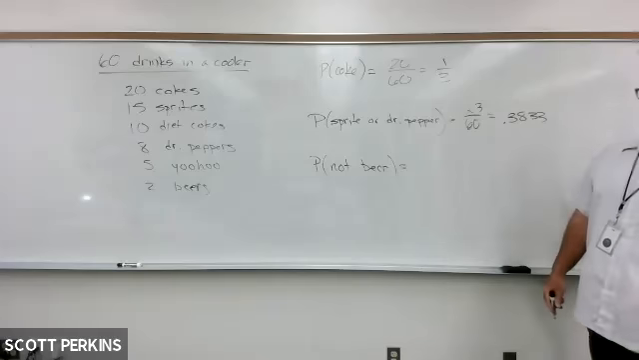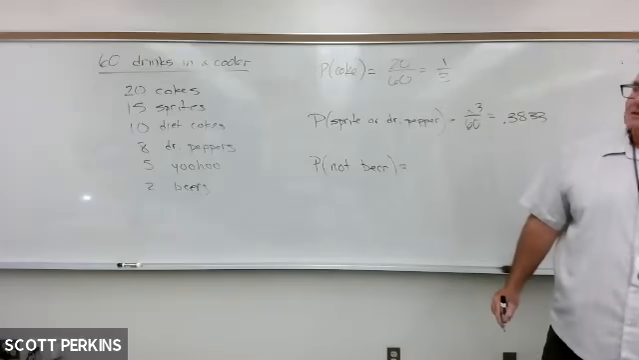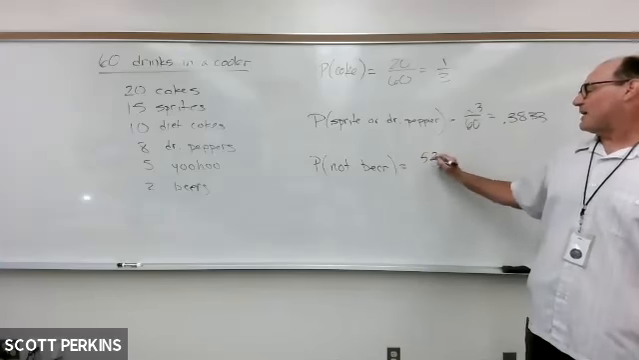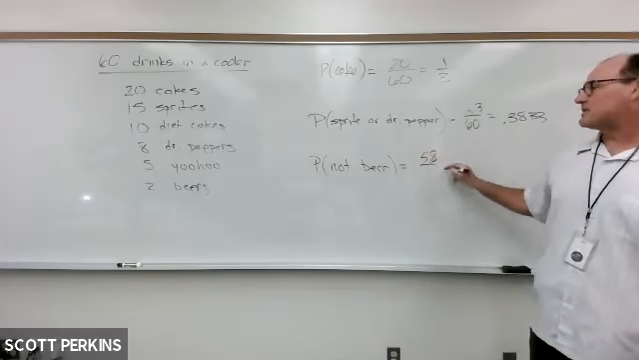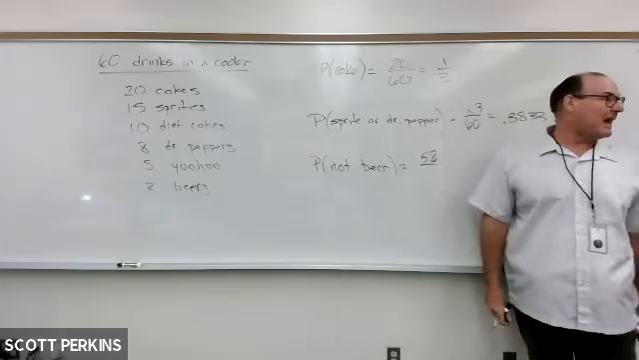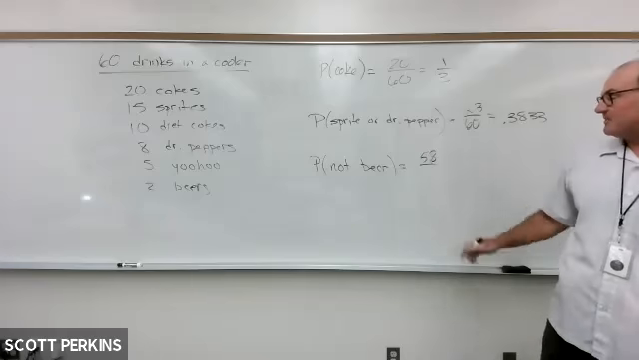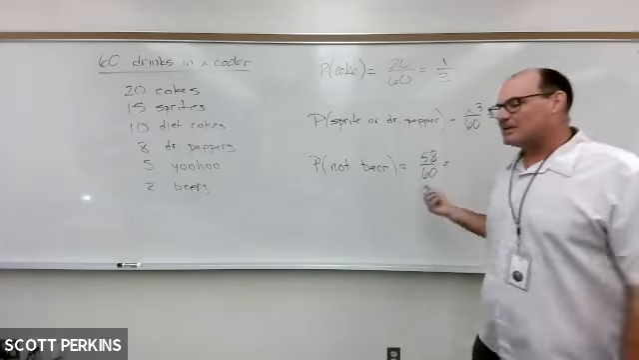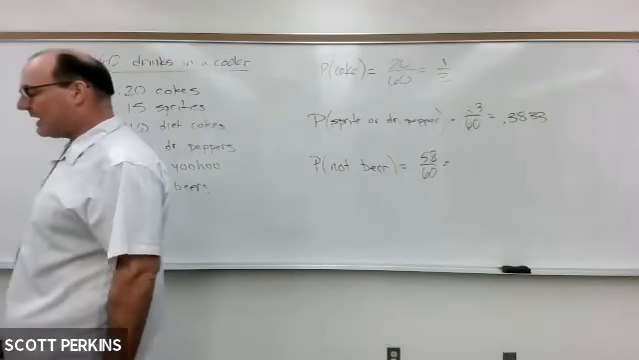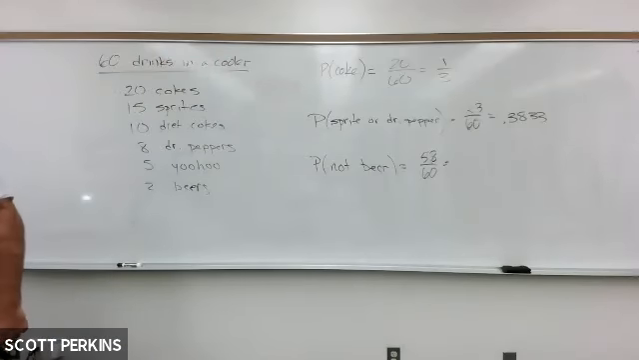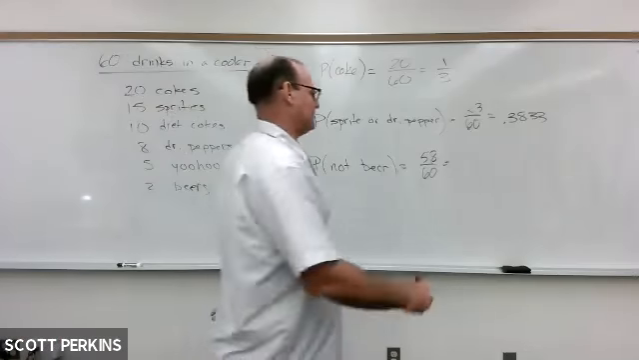How many not beers are there in the cooler? A lot. 58. I mean, the easy way to figure that out is there are 2 beers out of 60, so then everything else is not beer. So that's 60 minus 2 is 58 out of 60. Again, you can reduce that. It'll reduce to 29 out of 30. Or you can go ahead and give our decimal, and it's 0.9667.